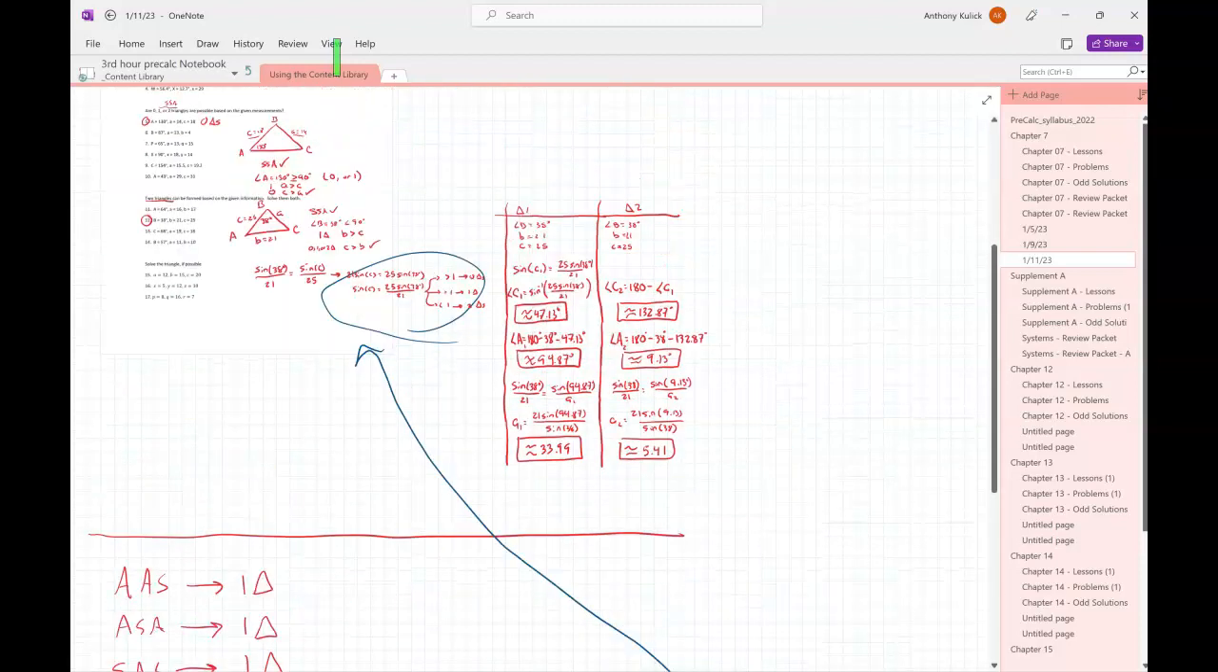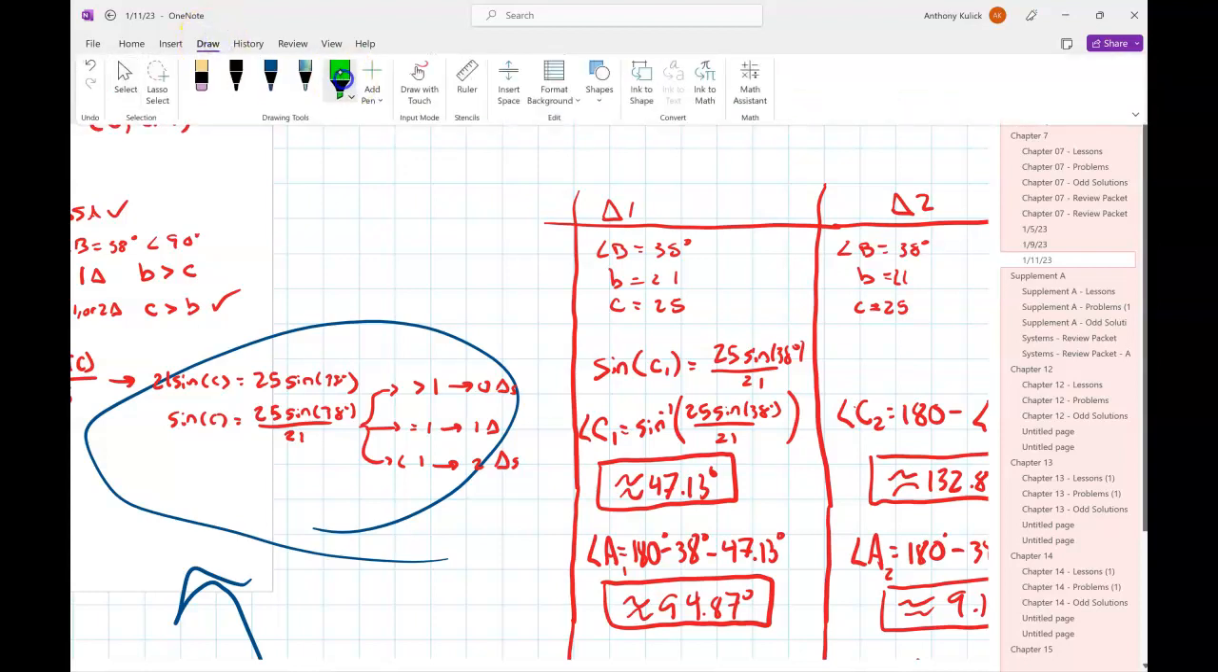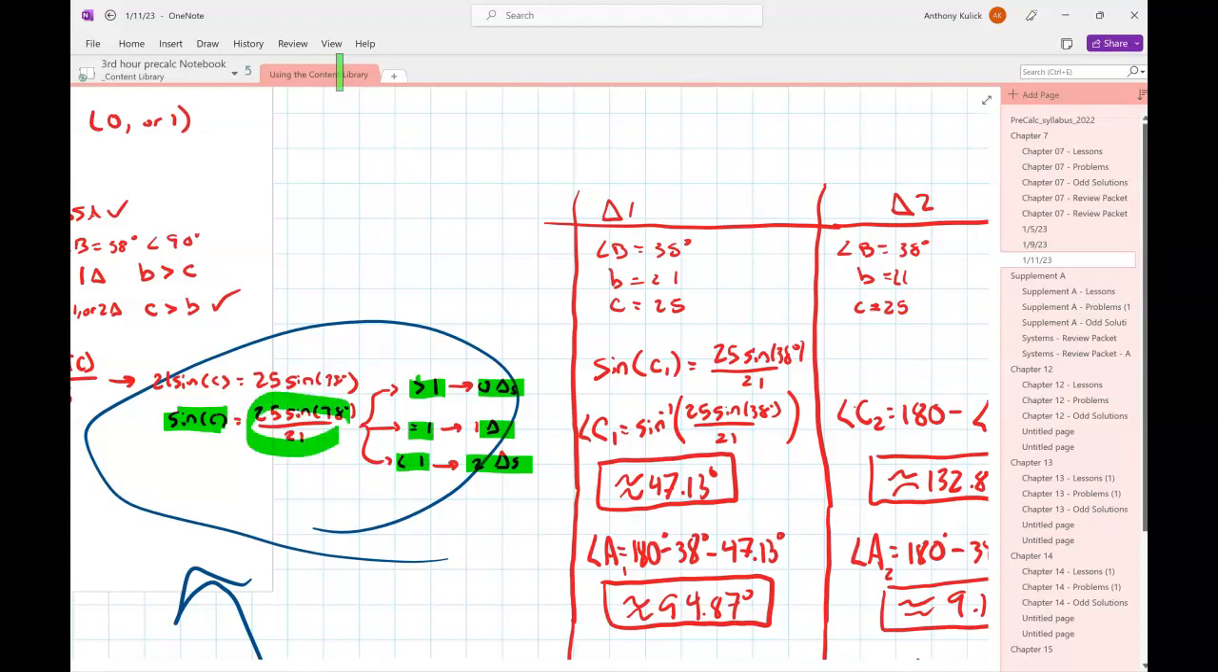You still have to do this calculation to figure out whether it's going to be 0, 1, or 2. So what we're calculating here is the sine of the missing angle. If that's bigger than 1, 0. If it's equal to 1, there's 1. If it's less than 1, there's 2. And the way we did that was just using the law of sines.